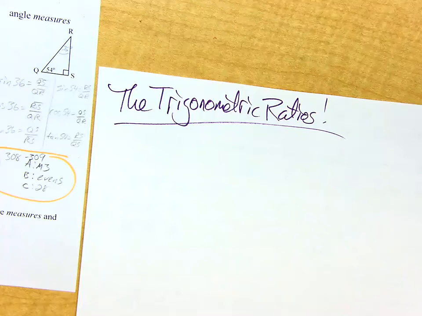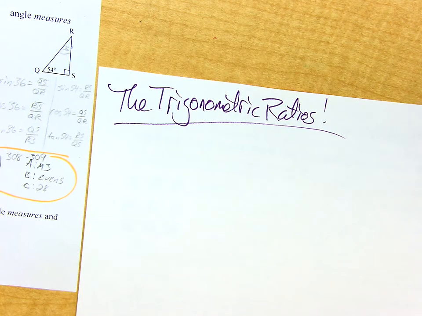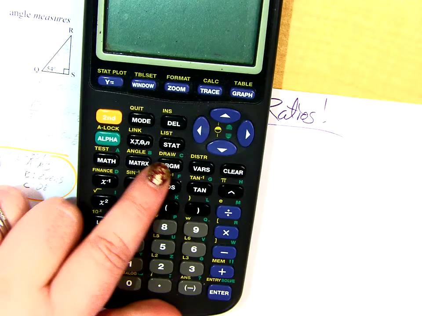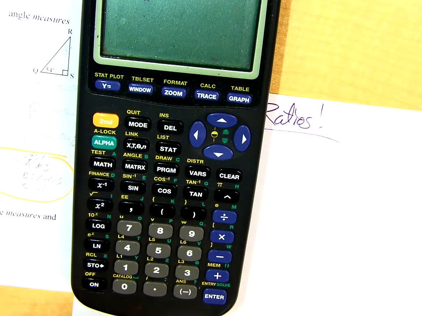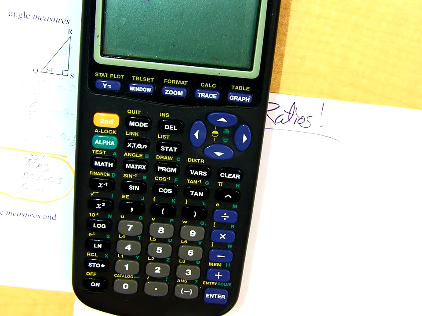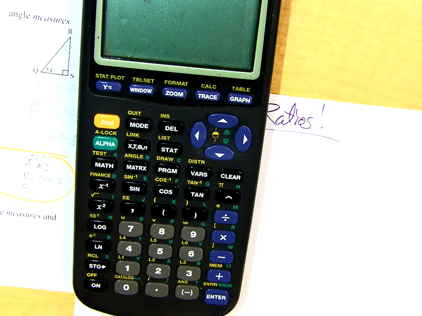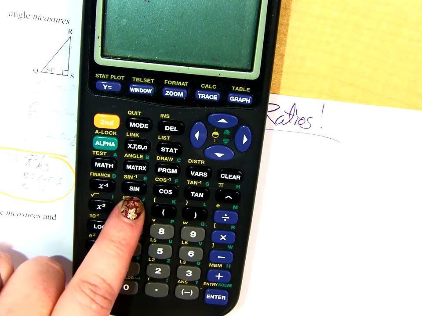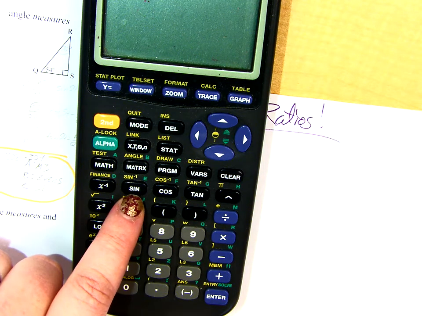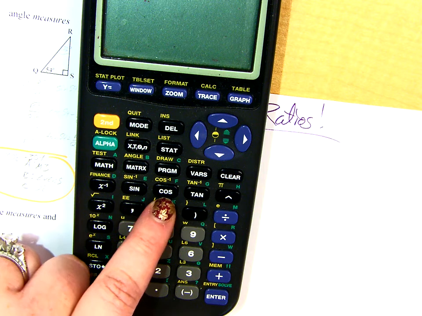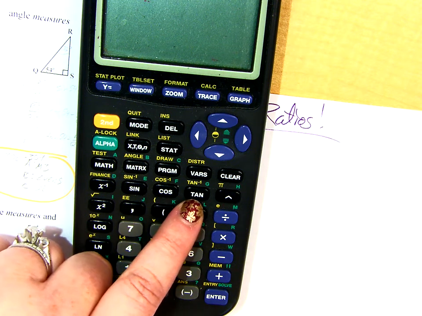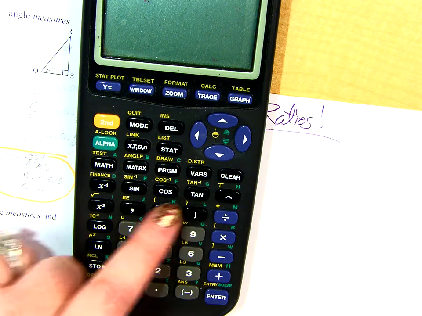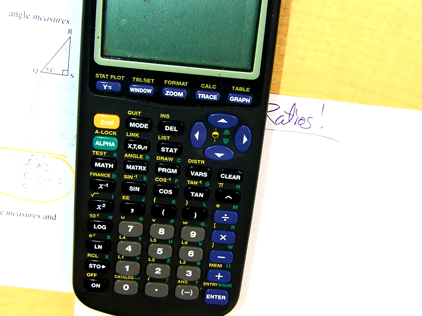The trig ratios. Have you ever noticed on the fancy calculators there are these 3 buttons: sin, cos, and tan? Guess what? You're finally going to use these buttons. And by the way, it's not sin, it's actually sine. It's not cos, it's cosine. And tan, we do say tan, but it's tangent. So these are just short for those 3 words.